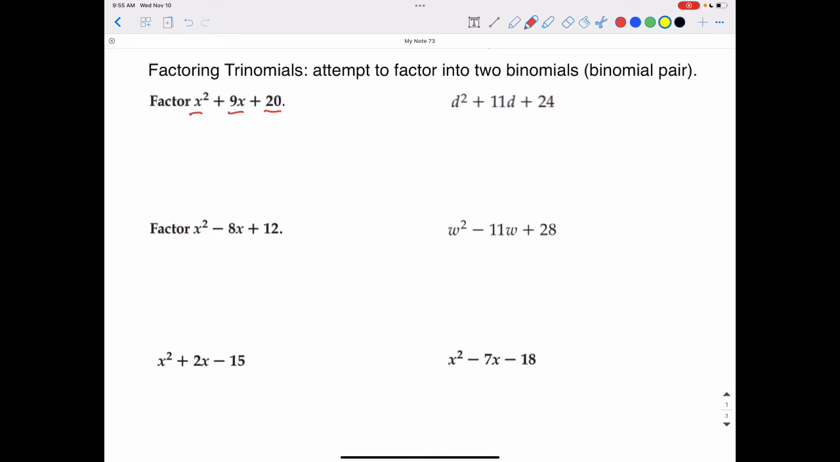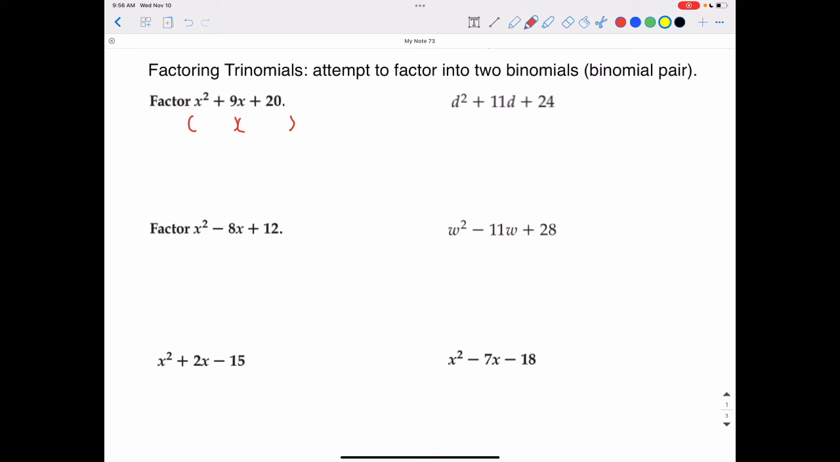Well, all three of them do not contain an x. The 20 does not contain an x, so we can't factor out an x by the distributive property. And since the coefficient of the first term is just a 1, there is no number larger than 1 that goes into 1, 9, and 20. And since we don't want to factor out a 1 because it doesn't get us anywhere, we can't factor by distributive property. So that means we'll go straight to our binomial pairs. So I'll draw two sets of parentheses.